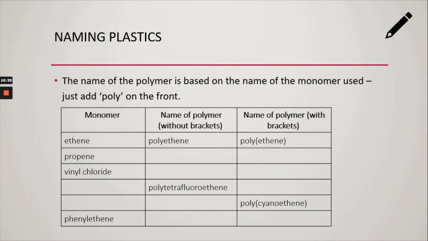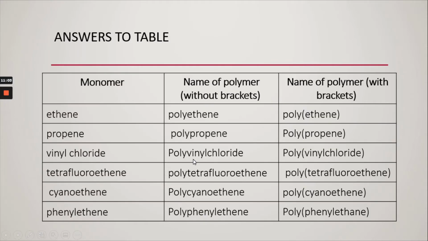So the first example is if we're using the monomer ethene, the name of the polymer would be polyethene, just sticking poly on the front. We can also put brackets around the name of the monomer, so you might see that coming up in papers as well. I'd like you to copy down this table and complete it, so make sure you pause the video now and have a go at that, just so you get the hang of naming polymers. Okay, so here are the answers to that table there.